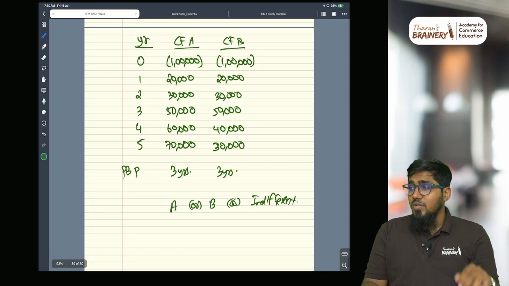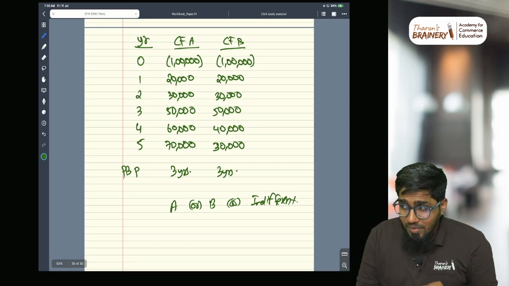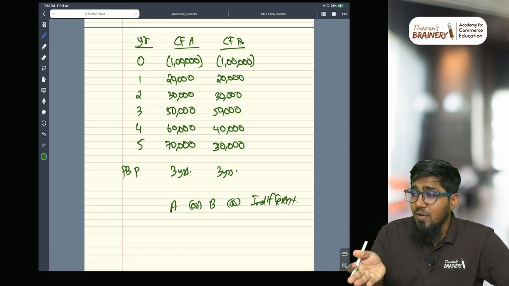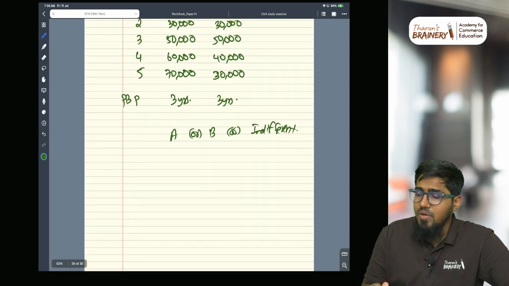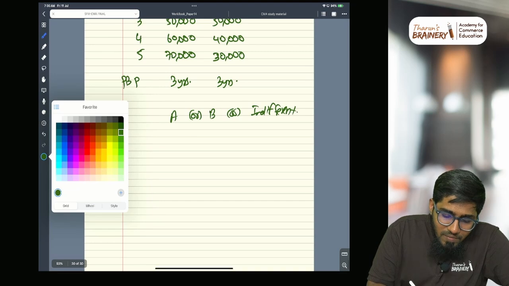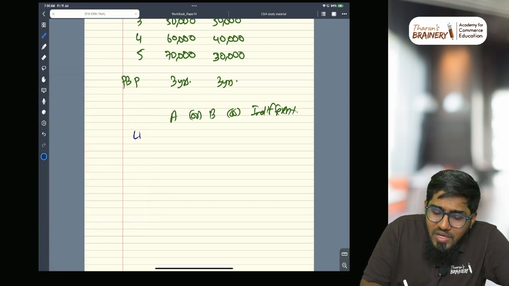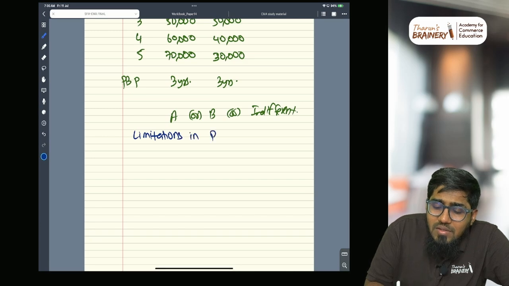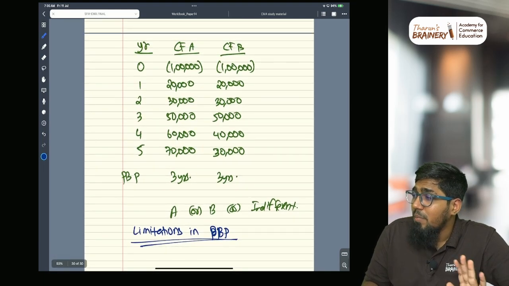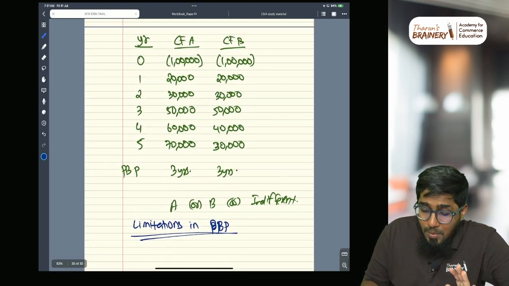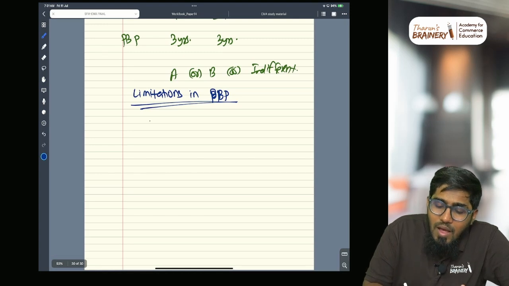You will take a wrong decision because now I am coming to a very important point. These things you will not see in inter and all, but I will teach this in inter also, because we have limitations in payback period. Sir, what is the limitation in payback period? The limitation of payback period is that cash flows after the payback period are not considered.